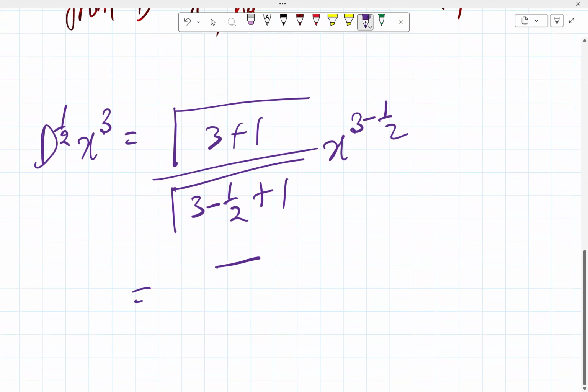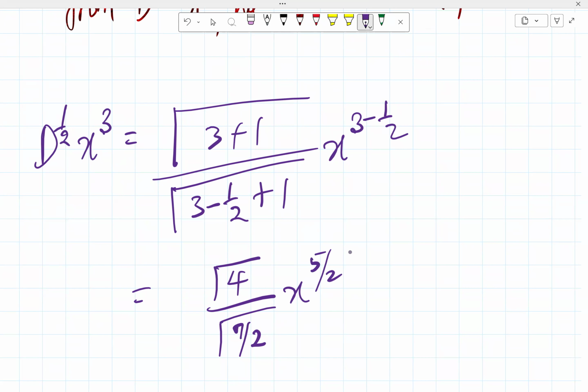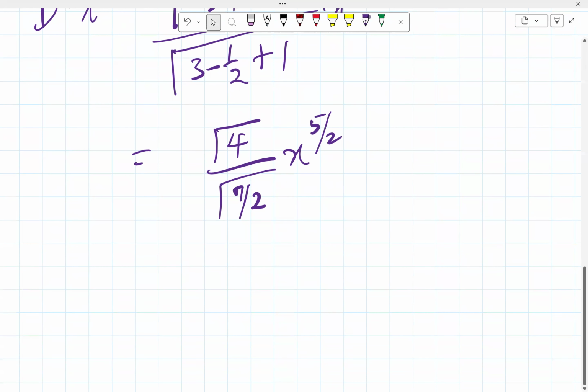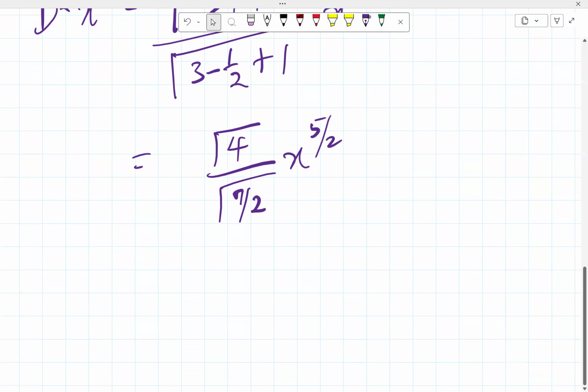So that means we have gamma 4 over gamma, okay, not square root. Square root is different from gamma. So 3 plus 1 is 4. 4 minus half is 3 and half, which is basically 7 over 2. Then we have x raised to power 3 minus half, that's 2 and half, which is 5 over 2. That's the power of x there. Okay, so we are set for other things.